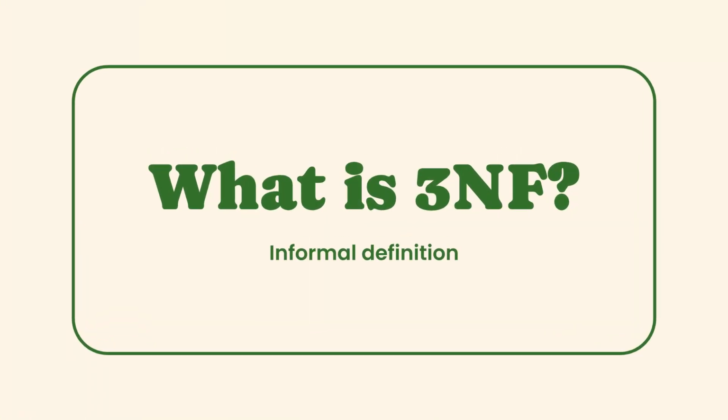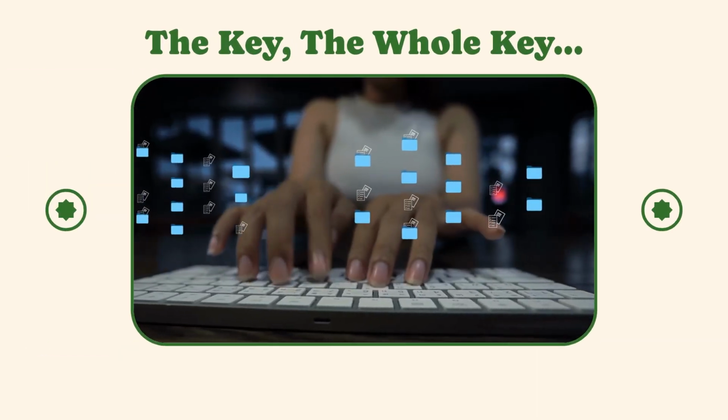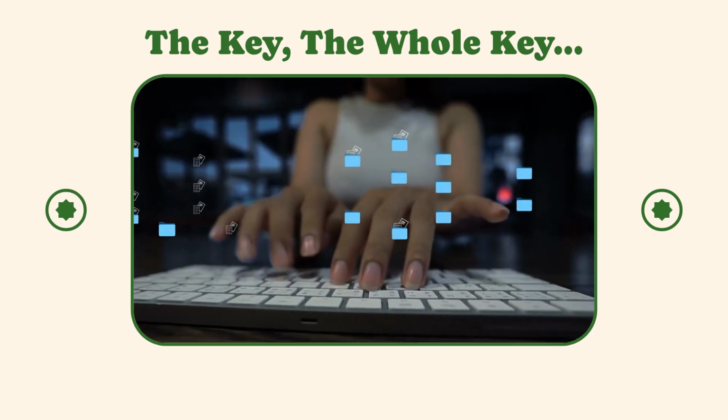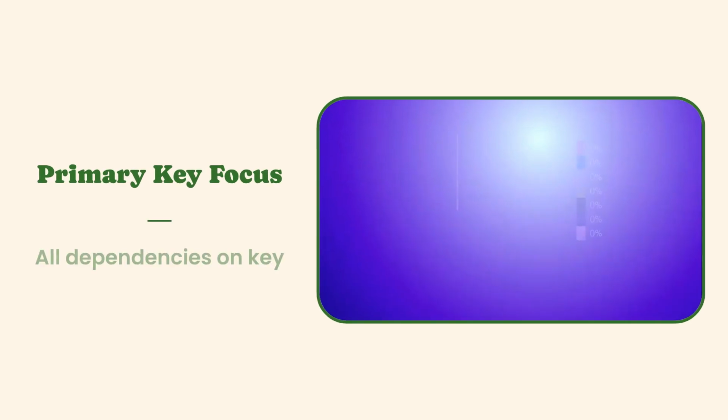Let's introduce the informal definition of the third normal form. A table is in 3NF when all non-key columns depend on the key, the whole key, and nothing but the key. This means that every single non-key column must be directly dependent only on the table's primary key.